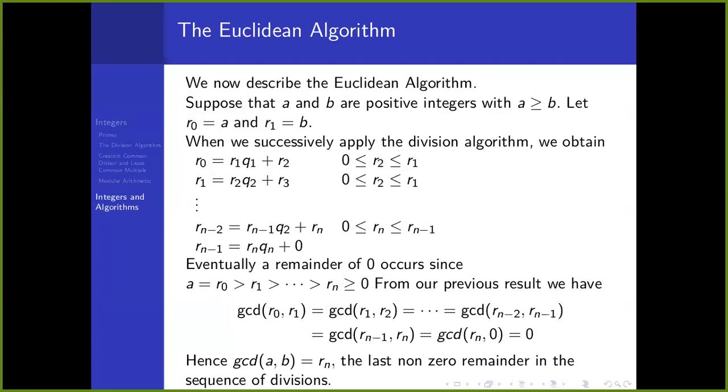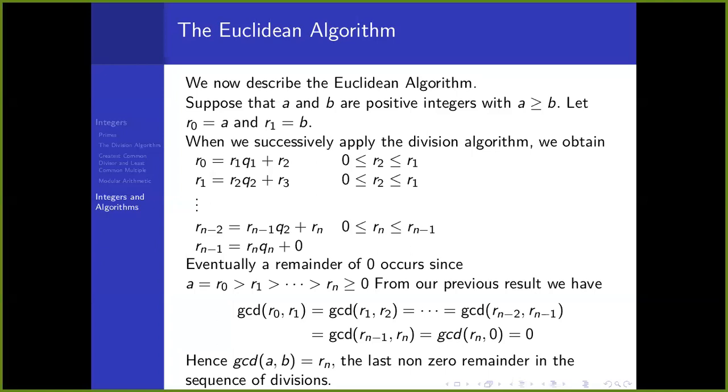So we repeatedly apply the division algorithm to obtain the following. We write R0 is equal to R1 Q1 plus R2, where we again insist that the remainder cannot be bigger than the divisor. Now this is a mistake. R2 should be strictly less than R1. I will have to correct that on the slides. So we have 0 is less than or equal to R2, but R2 must be strictly less than R1. The same applies to all the other inequalities that follow.